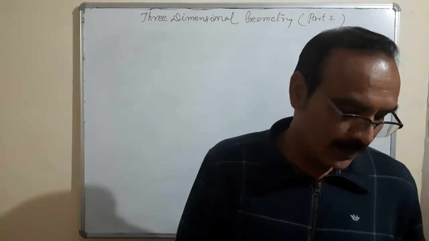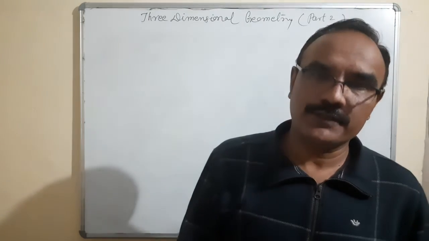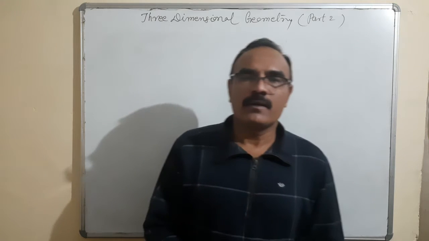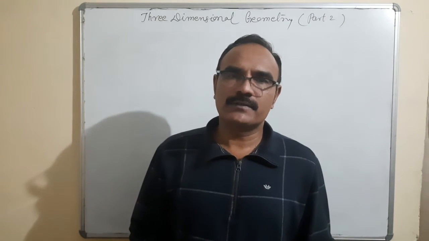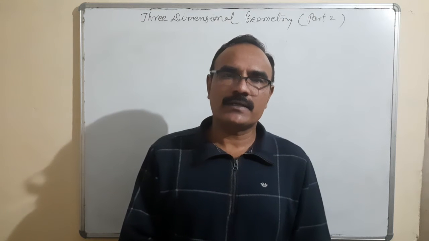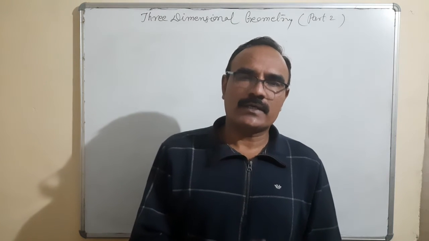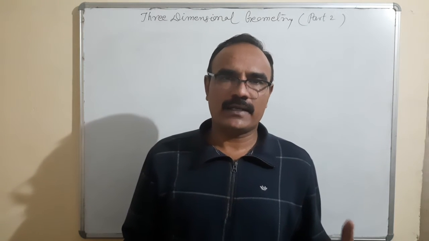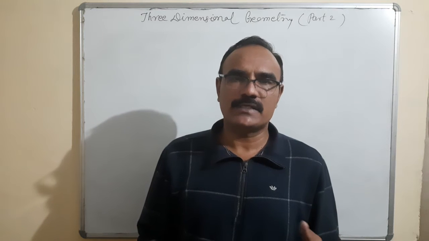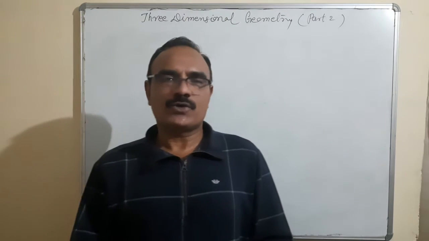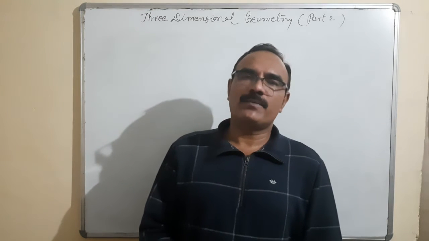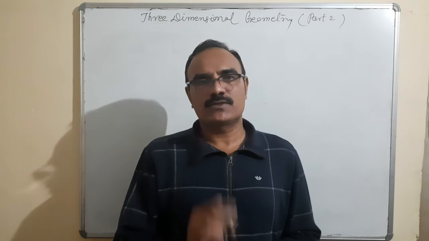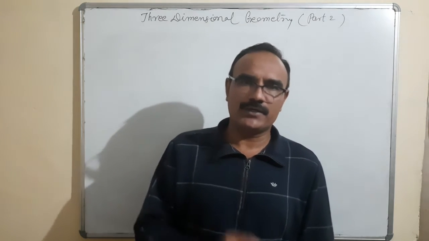Now we are ready to solve the questions of exercise 11.2. You should remember all these things. Let me remind you once again. The equation of the line passing through one point and parallel to a vector, or with direction ratios given, is vector r equal to vector a plus lambda vector b. The equation of the line passing through two points vector a and vector b is vector r equal to vector a plus lambda times (vector b minus vector a). Shortest distance is (a2 minus a1) dot (b1 cross b2) upon magnitude of b1 cross b2. Shortest distance between two parallel lines is magnitude of (vector b cross (a2 minus a1)) upon magnitude of b.